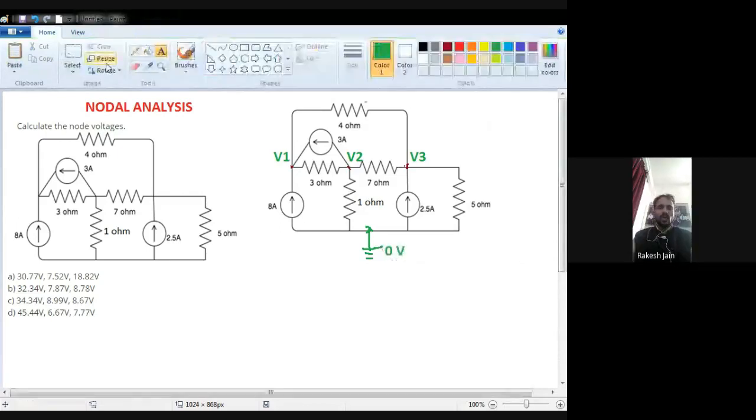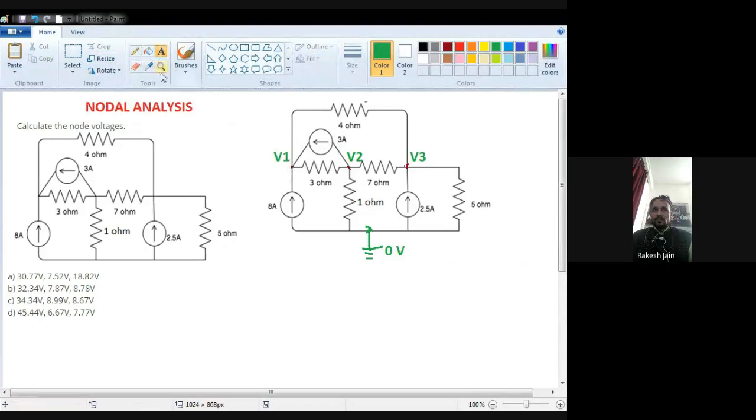Now we have to write down the equations. How many principal nodes are there? There are 3 principal nodes and 1 reference node. So we have to find out 3 node equations. So now see, first node is your V1. What will be the equation for this V1?